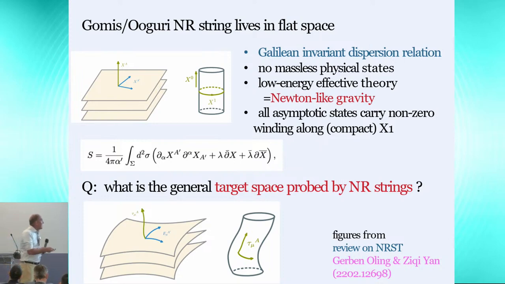It's actually only recently, in the last 5 or 7 years, motivated by these advances in understanding non-Lorentzian geometries, that the question was asked, what is the general target space that such non-relativistic strings move on?